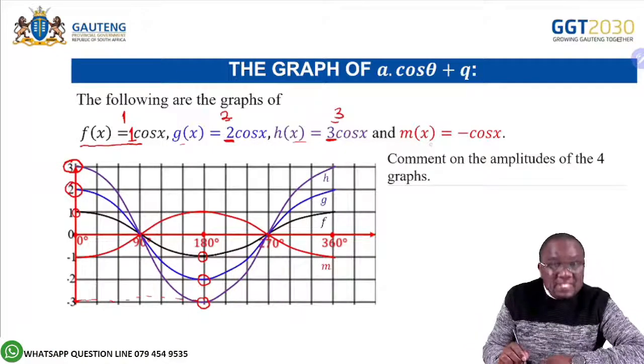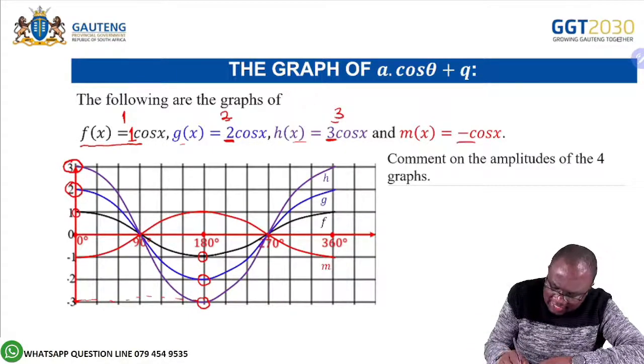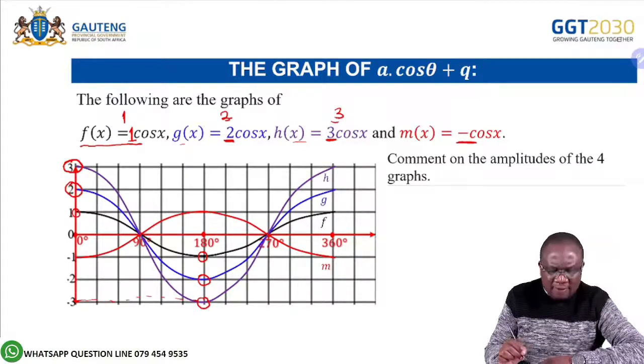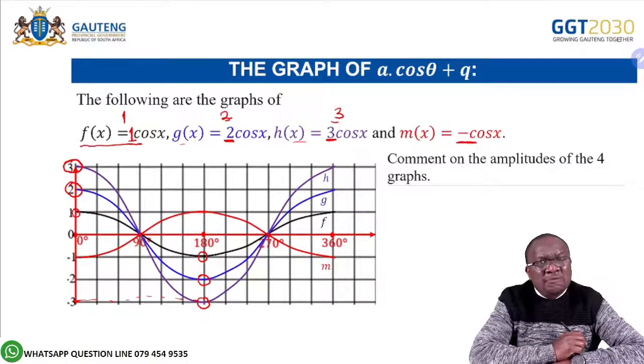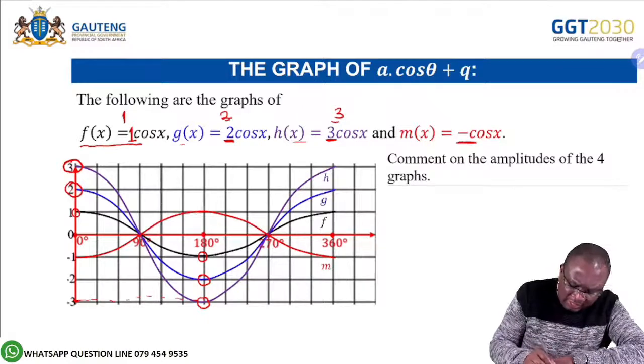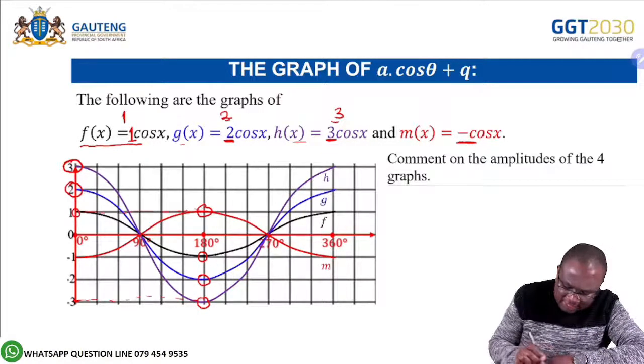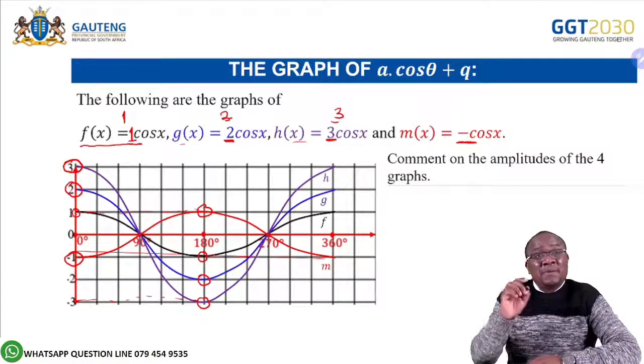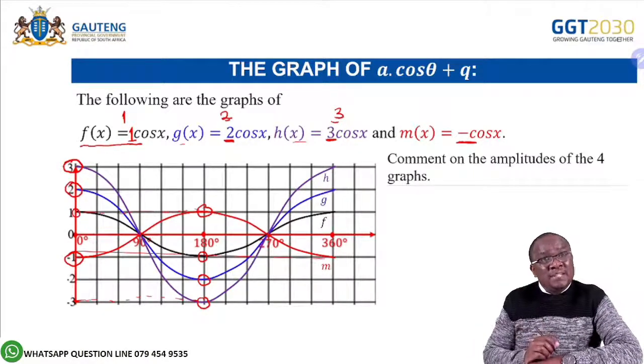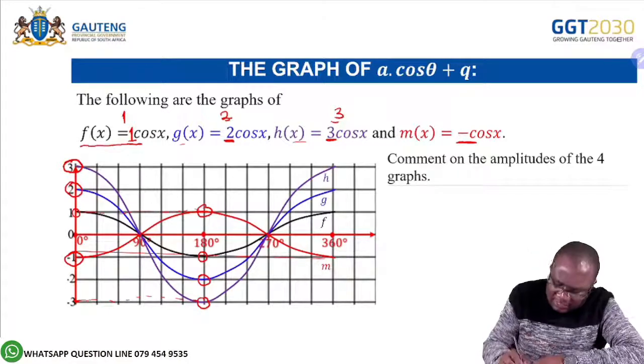M of x is a bit different, you see. Now A is -1 if you check there. But is the amplitude going to be -1? Let's check. The maximum here is this one here, which is 1. And then the minimum here is -1. So still the maximum is 1 and the minimum is -1. So you are saying 1 minus -1, which is 2. And then 2 divided by 2 is 1. So the amplitude is 1.